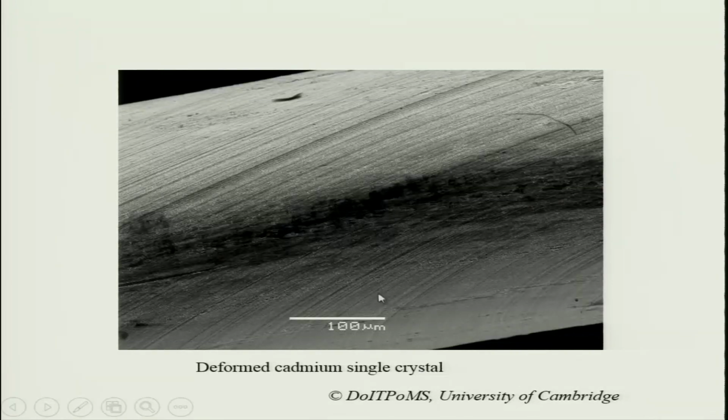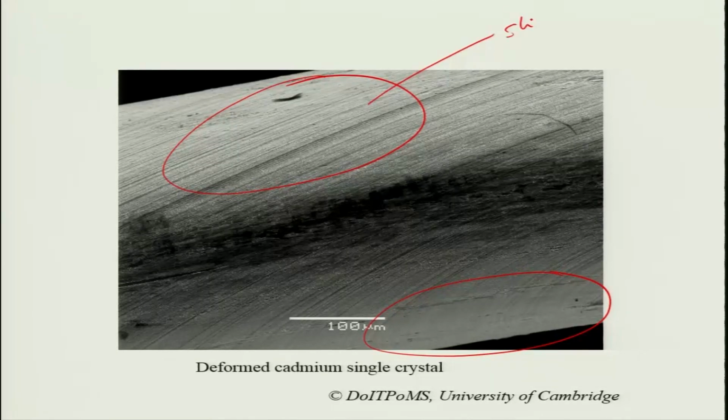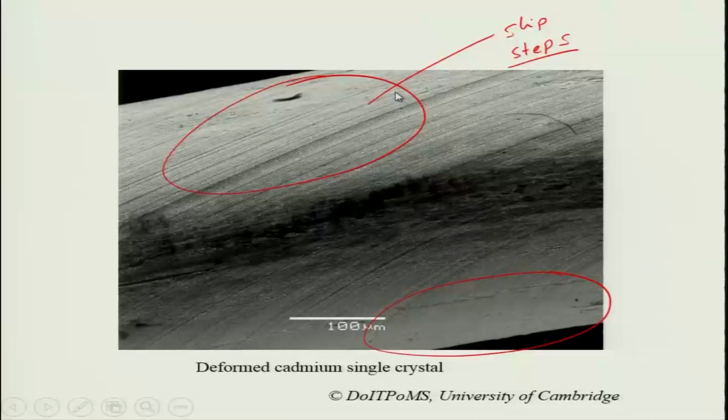When you start deforming it, this is a deformed cadmium single crystal, then you can see you form these steps on the surface. You can see the steps here, and you can see the steps here. These are the slip steps which have formed because of slip of atoms against each other in successive planes in the slip plane. Of course, the slip has to occur in the slip plane. So you can see this is what is happening.